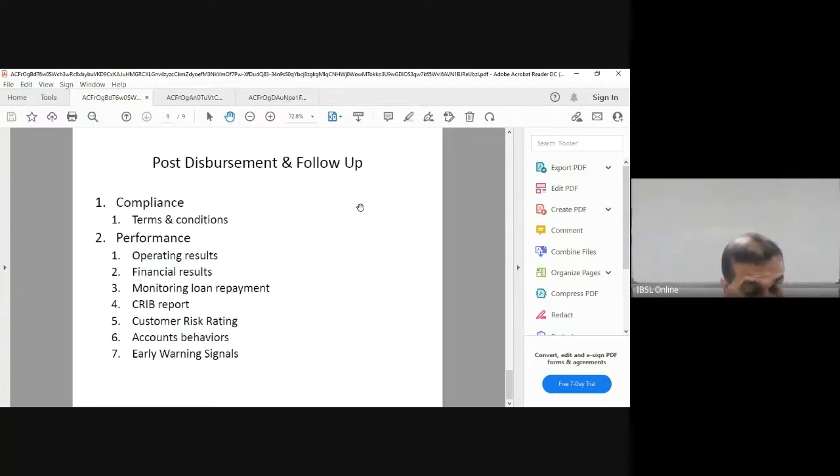And the performance, operating results. At the time of granting the loan, you agree with the customer that every 3 months, or once in 6 months, or once in a year, you have to submit the operating results and the financial results. Ideally, operating results come from management accounts, and the financial results come from the audited accounts. But in Sri Lanka, as a practice, for both cases what they produce is the management accounts.